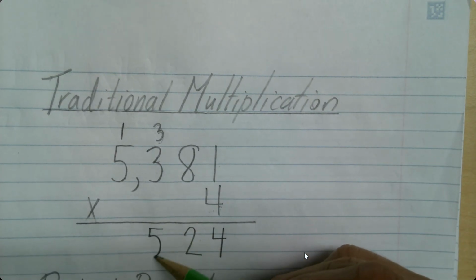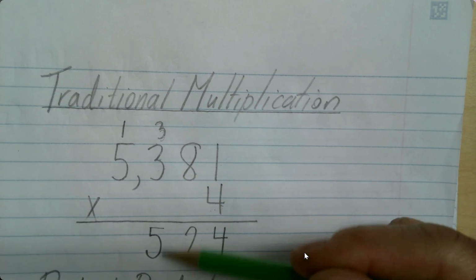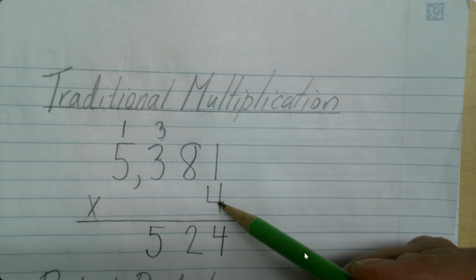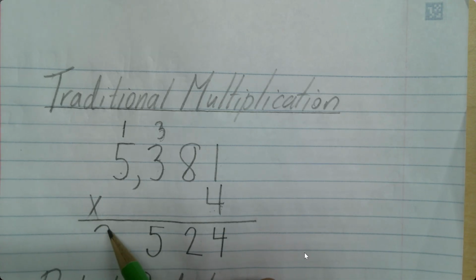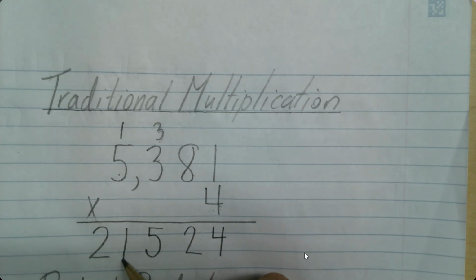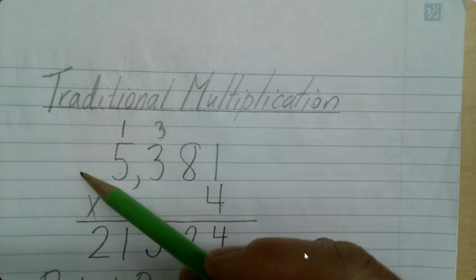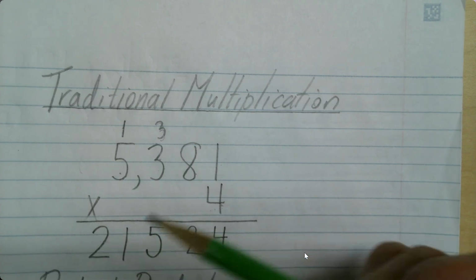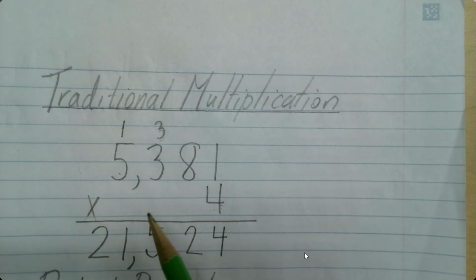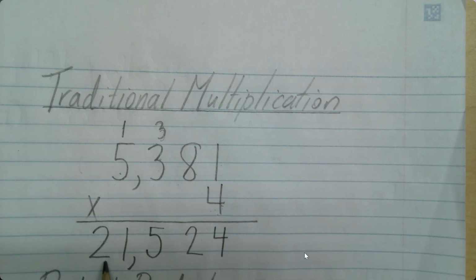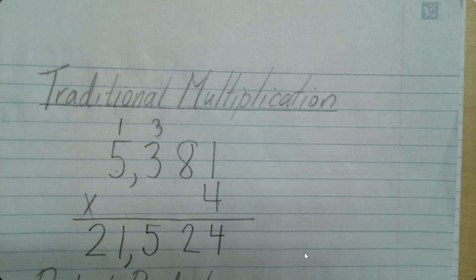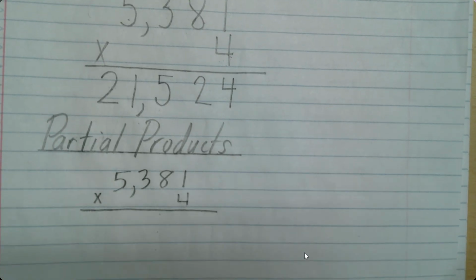Bring that 5 down. Notice how I'm lining up my columns. And now we have 4 times 5 plus 1. 21. Since I have nothing else to multiply here, I'm not going to carry that 2. I'm just going to write it down here. So 5,381 times 4 is 21,524. Now let's take a look at partial products.